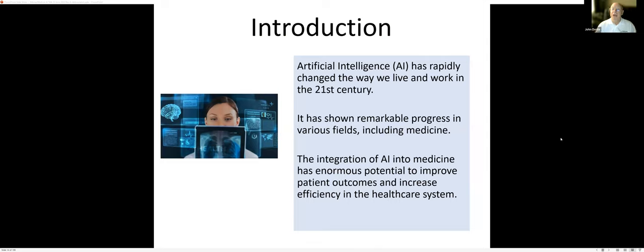So by way of introduction, AI has rapidly changed the way we live and work in the 21st century, showing up in various fields, including medicine, and the integration of AI into medicine has enormous potential to improve patient outcomes and increase the efficacy of the healthcare system.